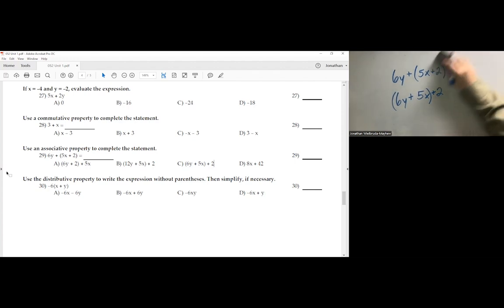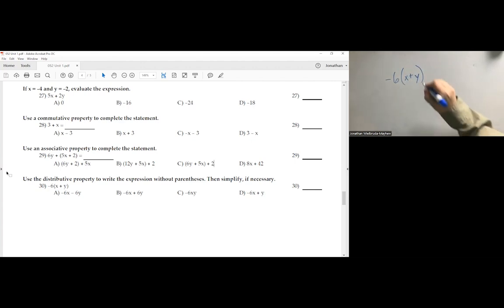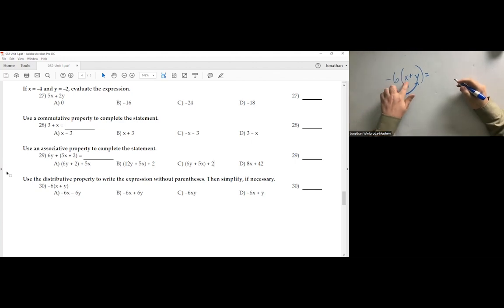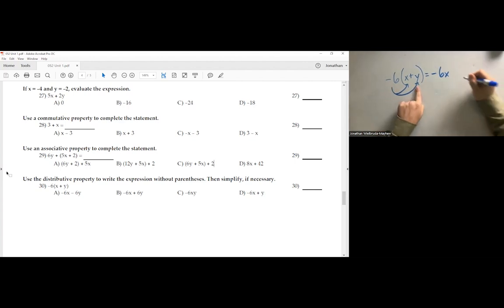Finally, in number 30, we want to use the distributive property to write the expression without parentheses, and then simplify if necessary. The distributive property says we multiply the negative 6 by the x, and we multiply the negative 6 times the positive y. Negative 6 times positive x is negative 6x. Negative 6 times positive y is negative 6y.